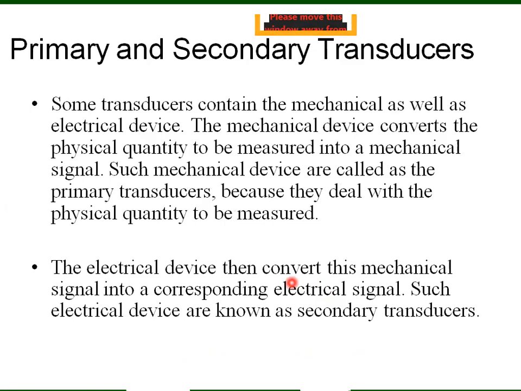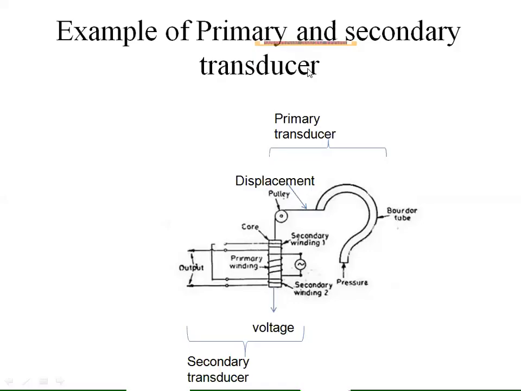Now, primary and secondary transducer. In primary and secondary transducers, two transducers are used. One transducer is working as a primary transducer, and another transducer is working as the secondary transducer. So see, in this, this is the primary transducer, this is the secondary transducer.